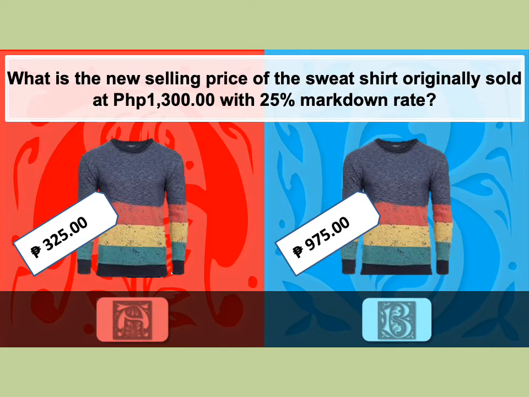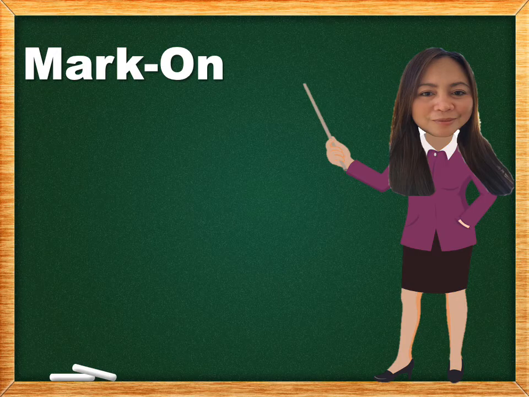And for our last question, what is the new selling price of the sweatshirt originally sold at 1,300 pesos with a 25% markdown rate? Is it letter A? That's right, 325 pesos. Very good, class. You are now ready for our last topic.